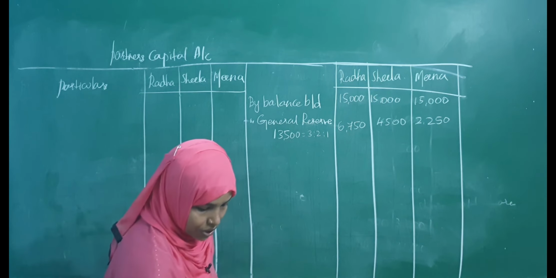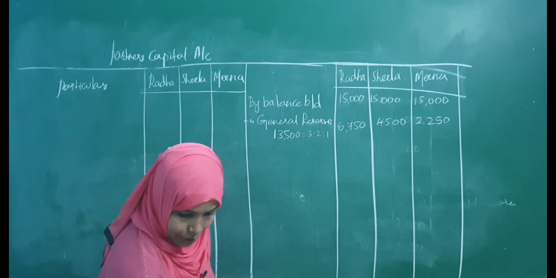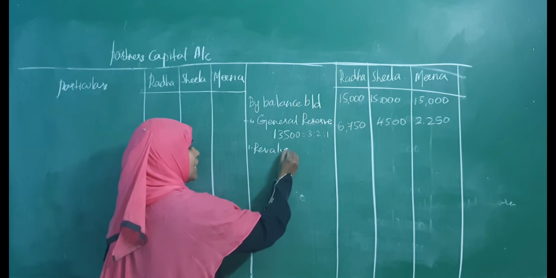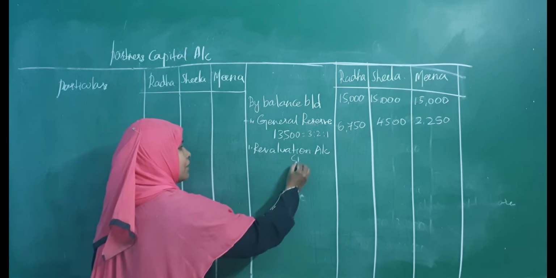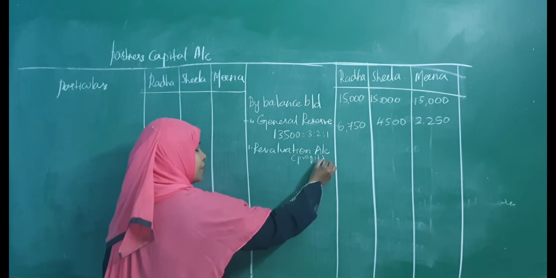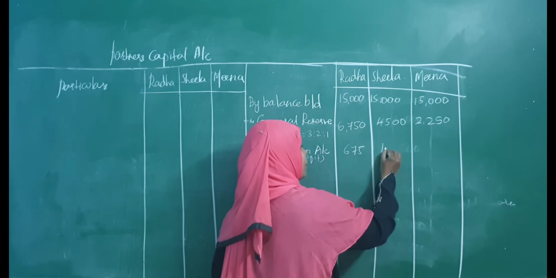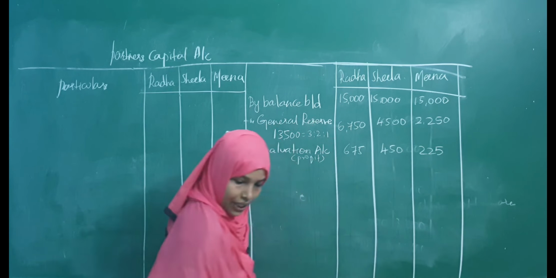After general reserve, we have to see whether they have given profit or loss. They have not given profit or loss. Then we got revaluation profit. We have to share that. Revaluation account. We got profit. How much we got profit? 675, 450, 225. We have to take that.